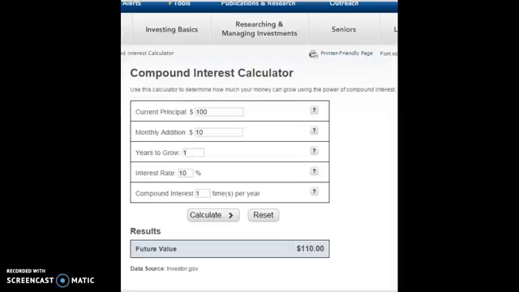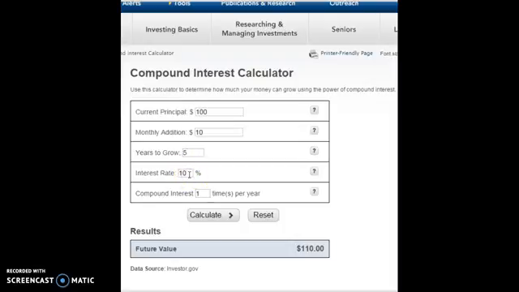Most of these calculators use the same fields to perform their calculations. The tool I'm using is from investor.gov. The first piece of information is current principal. This is the initial amount that you invested. In my case, I opened this account and put in $100. I'm planning to add in another $10 a month, and I'd like to let it grow over 5 years.